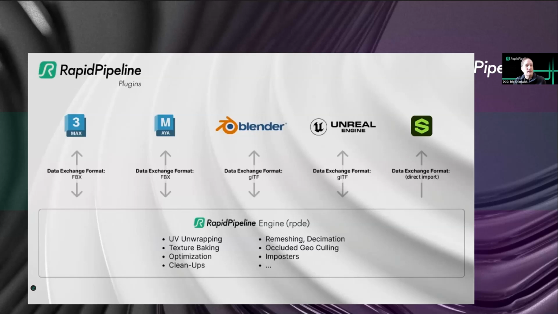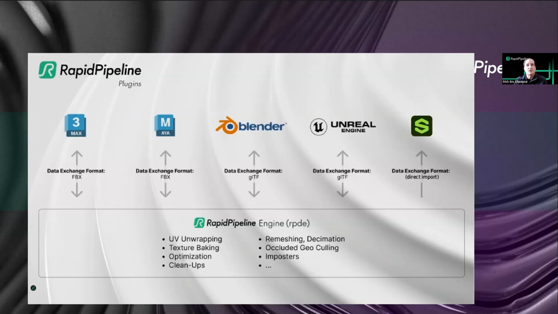More recently, we've added these plugins that let you run Rapid Pipeline directly in Max, Maya, Blender, Unreal, and Substance Painter. What this slide is really talking about is how the engine of Rapid Pipeline runs in the background behind these tools, and that's where all the processing is happening. But you're using the 3D application as your front end, as your UI for manipulating that data. Whenever you say, hey, Rapid Pipeline, process this, go ahead and optimize or bake or unwrap, it sends the data out to this executable running in the background.